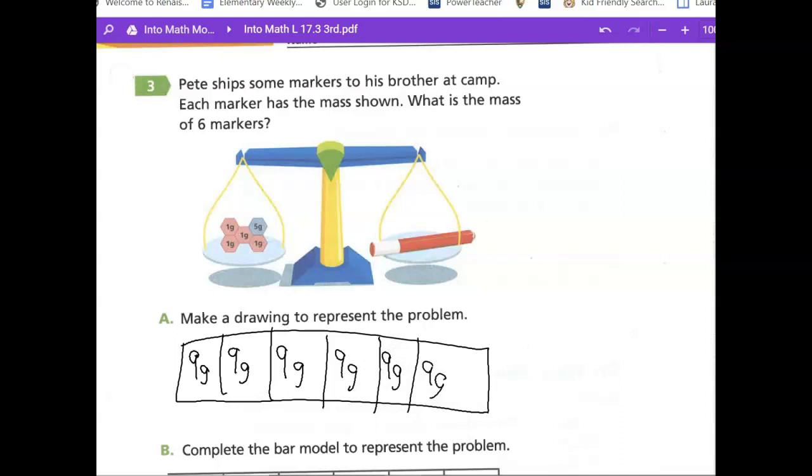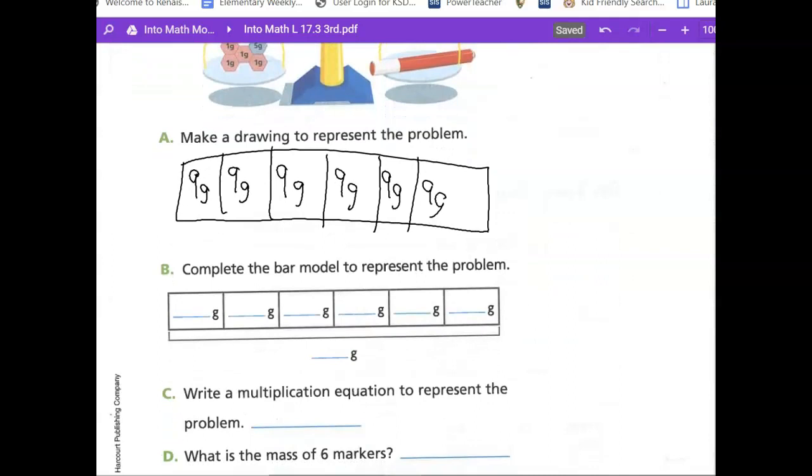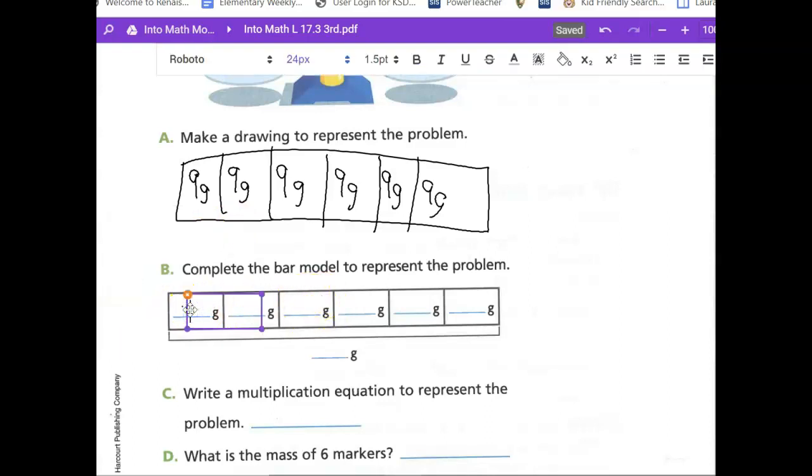Each one of these boxes stands for a marker. Okay, so we completed the bar model. Oh, we already had it. Okay, so complete the bar model. So we're going to say 9 in each of these. 9, 9, 9, 9, and 9. And we're going to move that up a little bit. My paper scanned a little crooked.